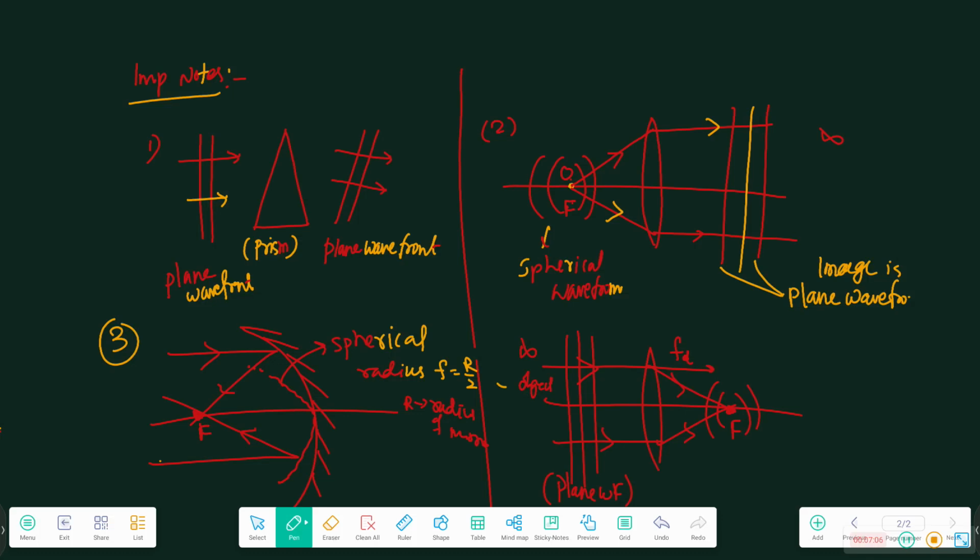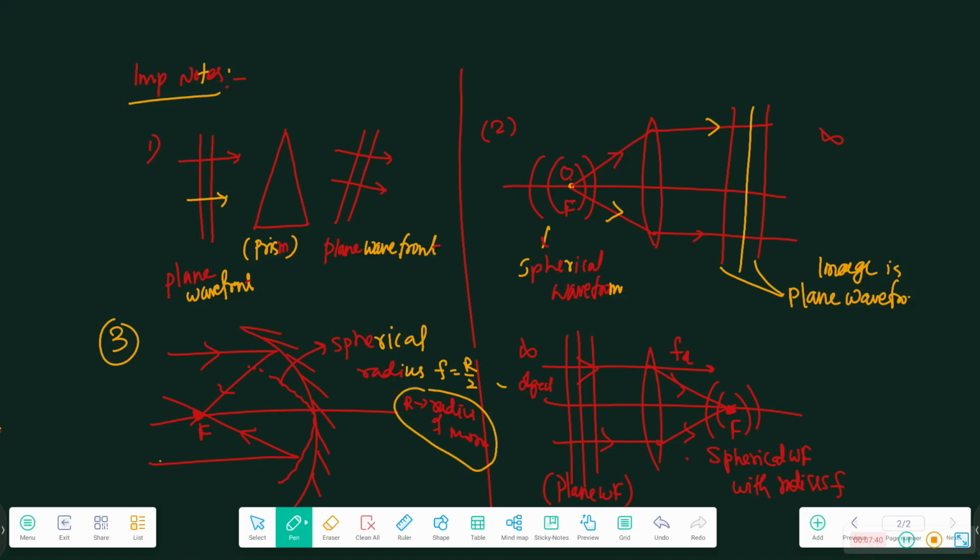Focal length of the lens. So that means I can say here, this is a spherical wavefront. The image formation is a spherical wavefront with radius f, small f. I cannot write r by 2 here because I am talking about a lens. R is the radius of the mirror, that's why it is r by 2 there.